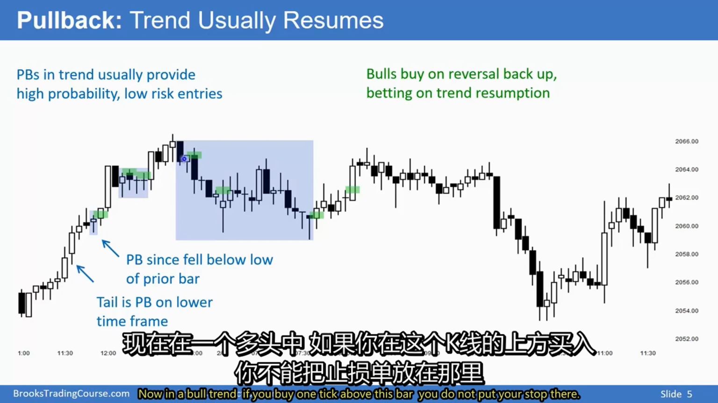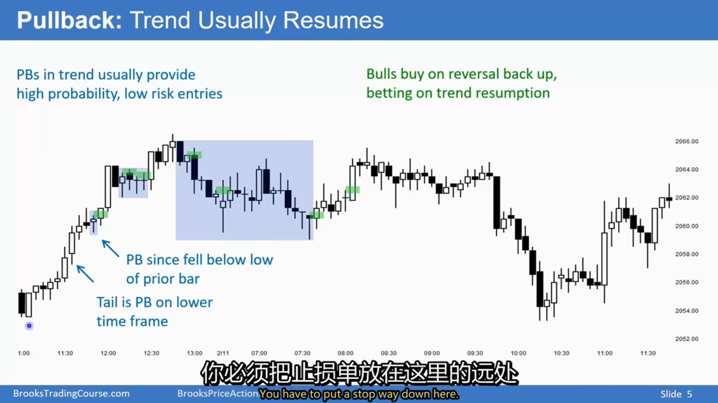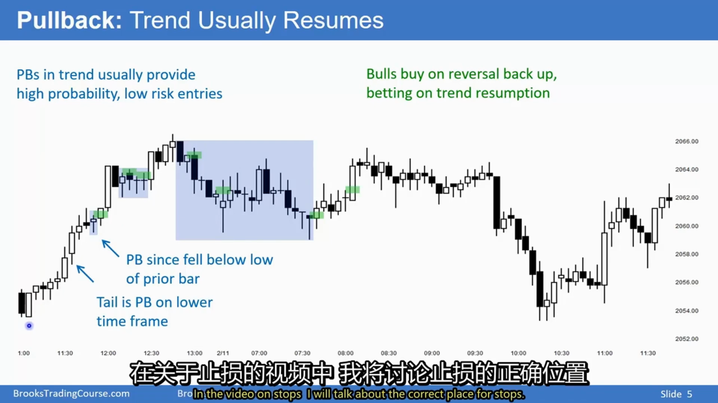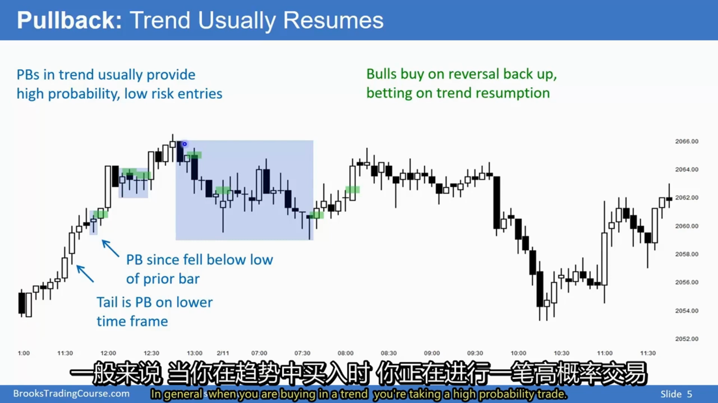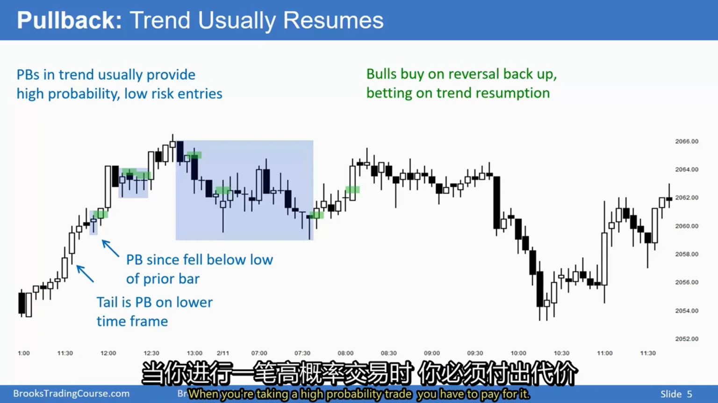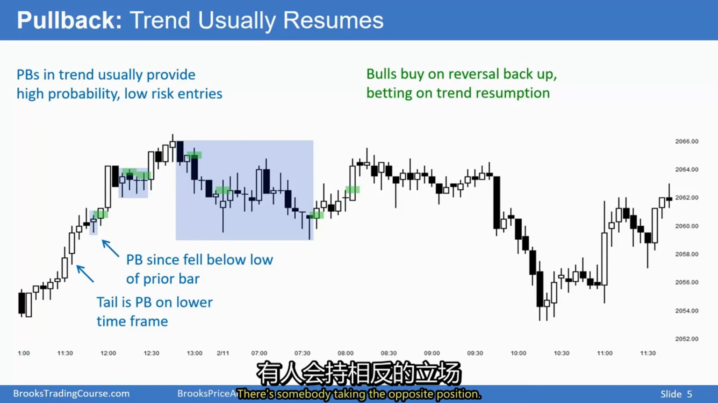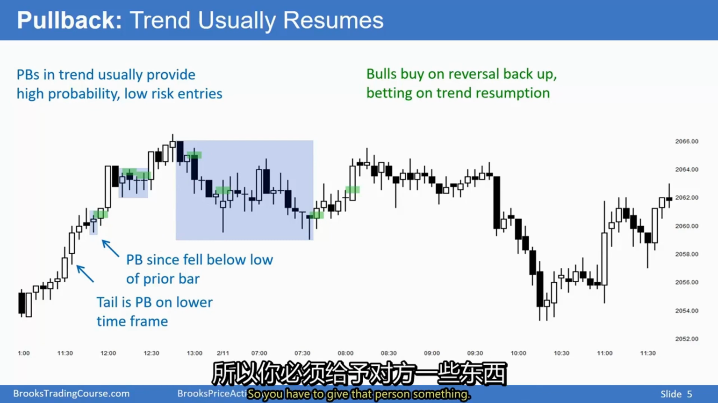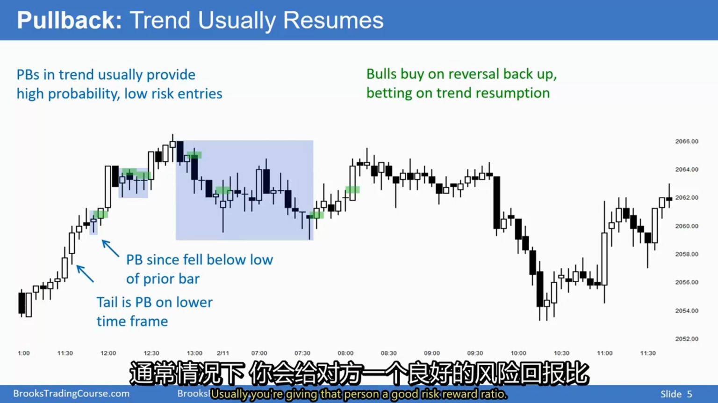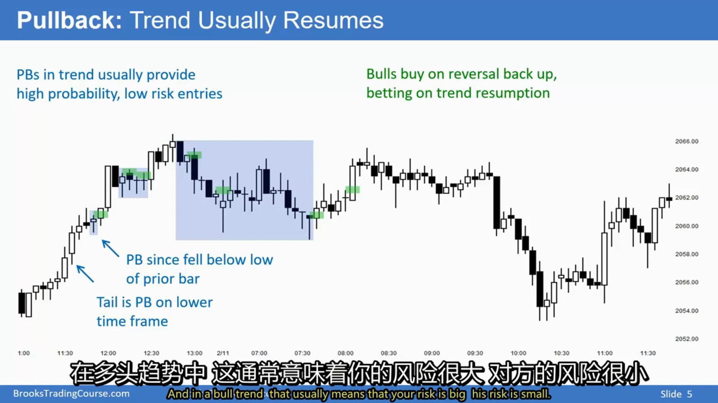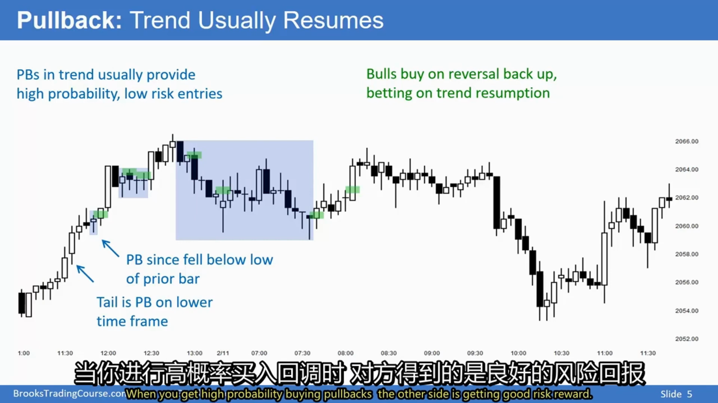Now, in a bull trend, if you buy 1 tick above this bar, you do not put your stop there. You have to put a stop way down here. In the video on stops, I will talk about the correct place for stops. In general, when you are buying in a trend, you're taking a high probability trade. When you're taking a high probability trade, you have to pay for it. There's somebody taking the opposite position, so you have to give that person something. Usually, you're giving that person a good risk-reward ratio. And in a bull trend, that usually means that your risk is big, his risk is small. When you get high probability buying pullbacks, the other side is getting good risk-reward. Your stop is down here.